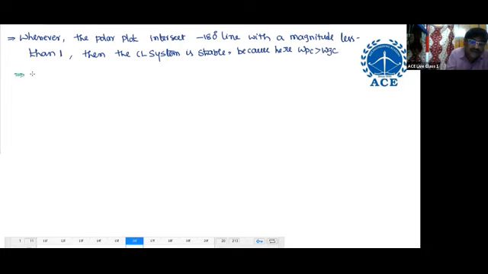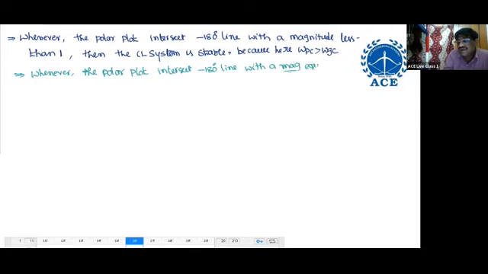Whenever the polar plot intersects the -180 degrees line with a magnitude equal to 1, then the closed loop system is marginally stable, because here omega PC is equal to omega GC.